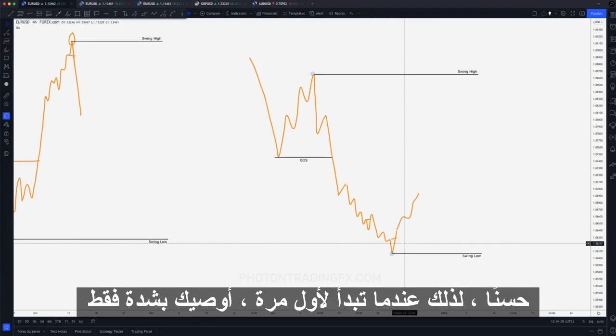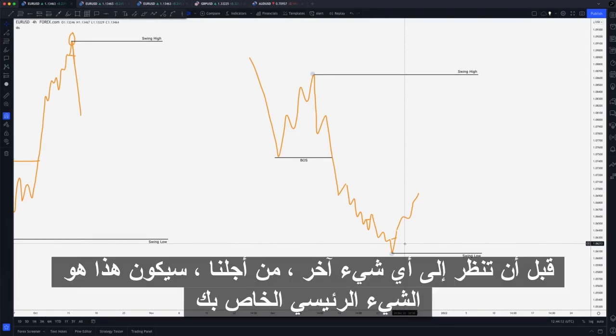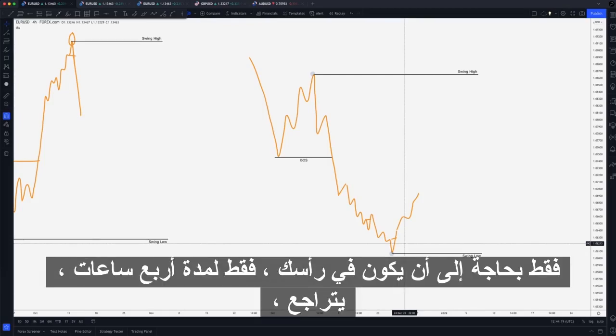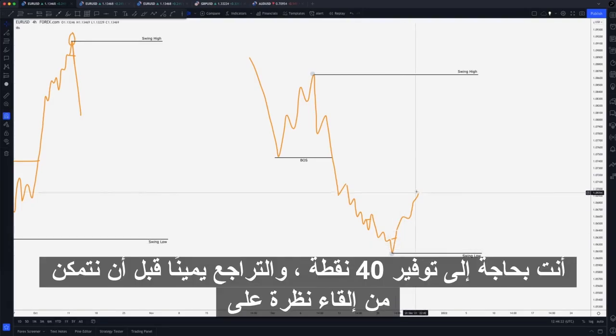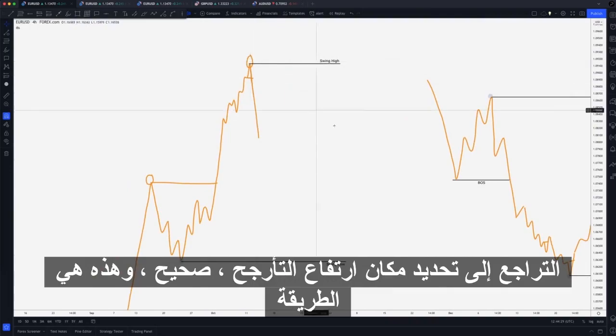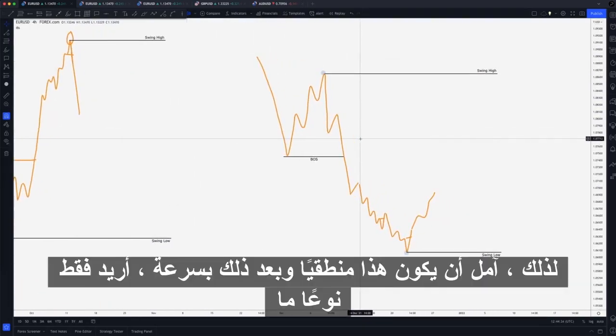So when you're first starting out, I highly recommend you just look at euro dollar before you look at anything else. The 4 hour will be your main chart for now until we start to look at multi-time frame analysis. So the rule you just need to have in your heads is for a 4 hour pullback: in a bearish market, you need a 40 pip pullback before we can mark out the swing low. And in a bullish market, we need a 40 pip bearish pullback to mark out where the swing high is, right? And that's how you build rules. So hopefully that makes sense.